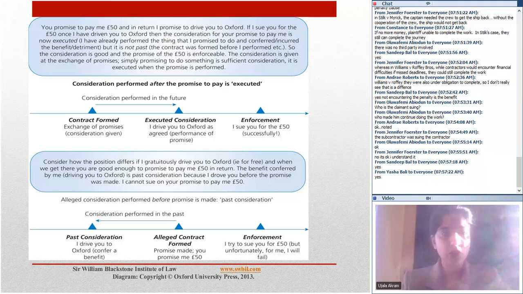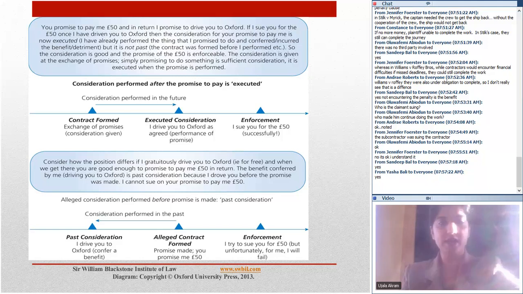So look at the diagram. A contract is formed, a consideration is executed, then it is enforceable. So when a contract is formed, we exchange promises. After that, I drive you to Oxford as agreed, so I executed the consideration. And then I sue you for £50. That would be successful as this is a good consideration.